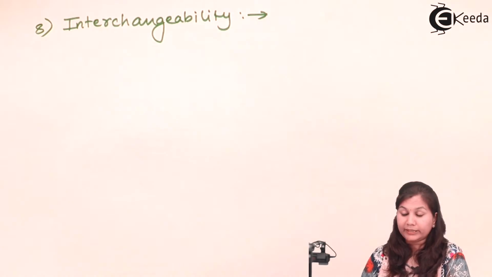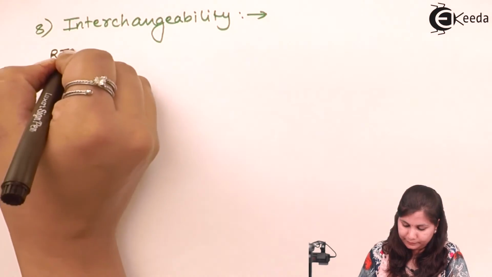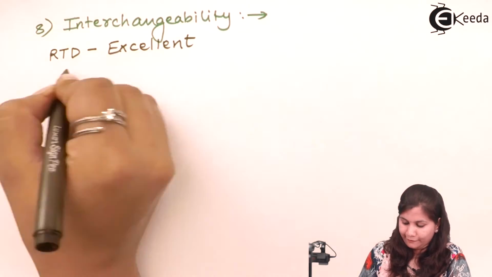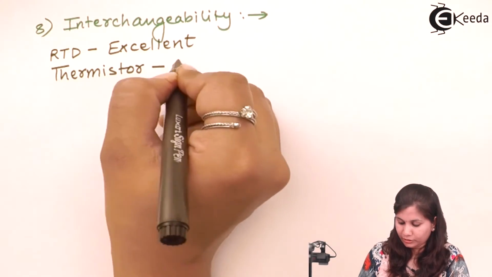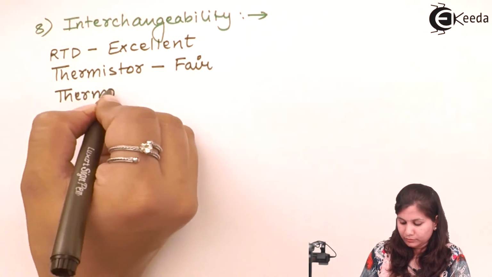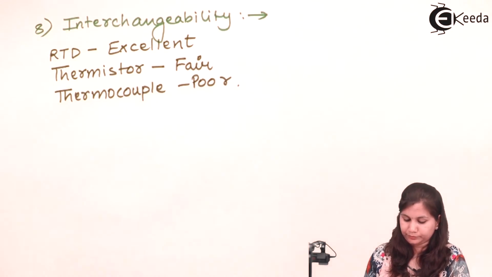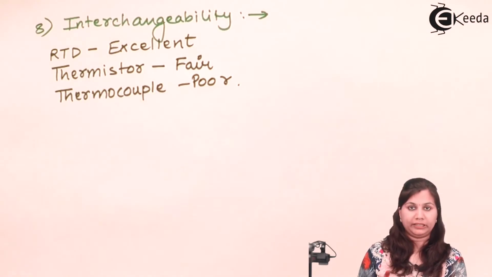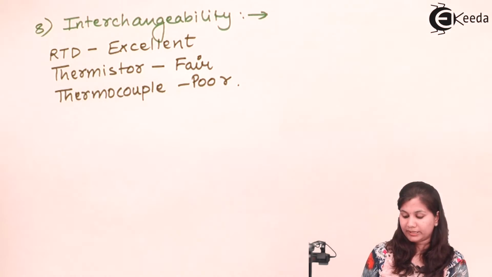So if we talk about the interchangeability of RTD, it is excellent. For thermistor, it is fair, and for thermocouple, it is poor. Okay, so if an RTD has to be interchanged, then it can be easily done, but interchanging in the case of thermocouple is very bad.